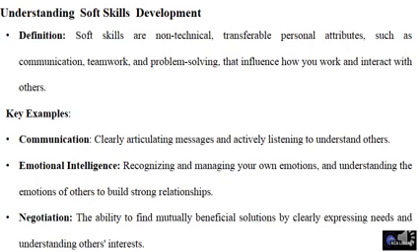Key examples are communication, emotional intelligence, and negotiation. Communication: clearly articulating messages and actively listening to understand others. So communication is two ways. It's not only when you speak to somebody; when you speak and people understand and communicate back, there's feedback, there's response. That's what communication is: clearly articulating messages and actively listening to others. It's not about you speaking, you listen to others. That's how communication is done effectively.